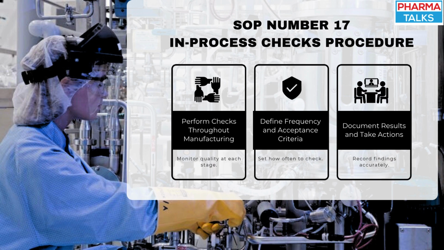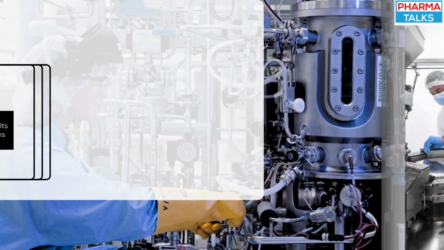In-process checks are crucial for monitoring and controlling critical parameters, identifying potential issues early on, and preventing defects in the final product. The SOP defines the specific checks to be performed, their frequency, the acceptance criteria, and the procedures for documenting the results. It also includes guidelines for taking corrective action if any deviations are observed. This in-process check procedure is essential for maintaining the quality of the production process, ensuring that the final products meet all quality specifications and comply with regulations.